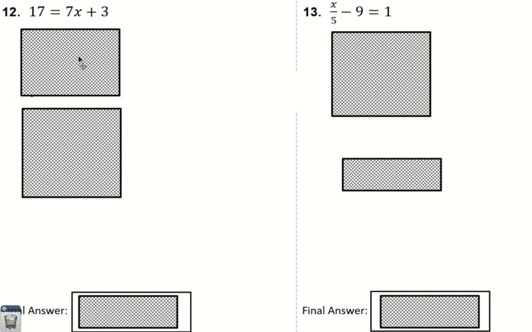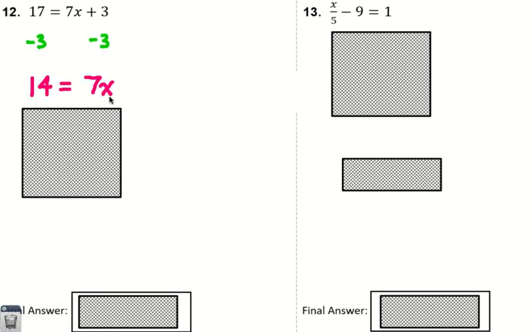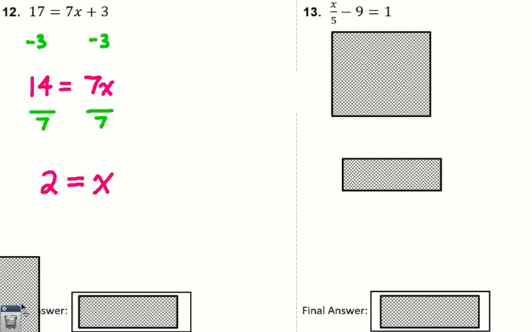Number 12, very, very similar. We're going to subtract 3 from both sides to get to here. And then we're going to divide by 7 on both sides to get x all the way by itself, in that order again. Not to be a broken record, but you do this first, and then you divide both sides by 7 in that order.